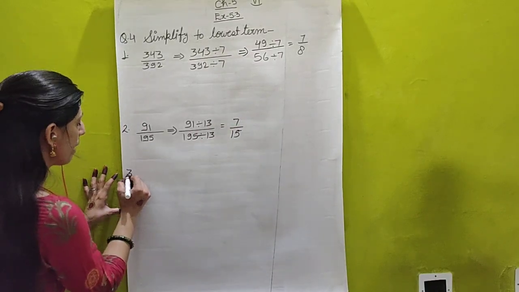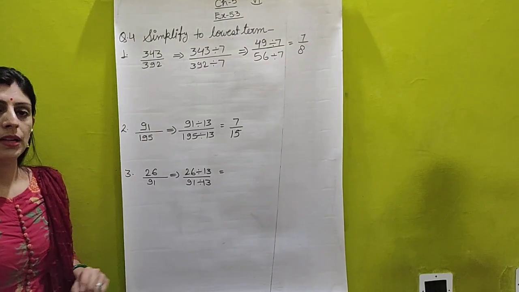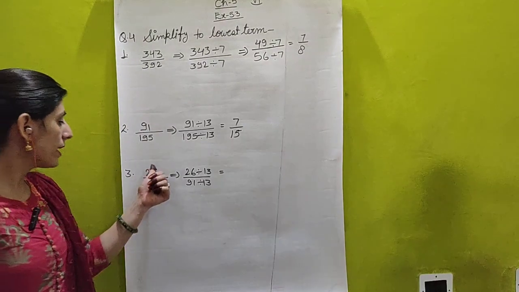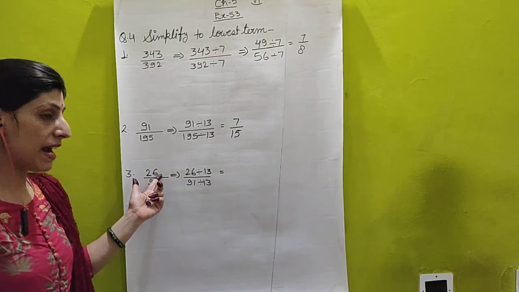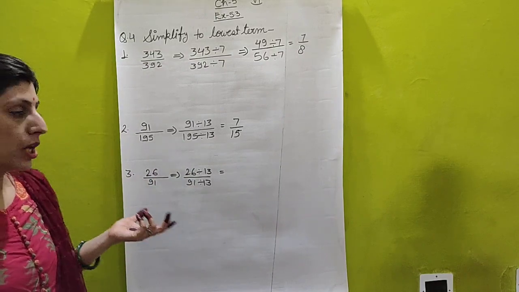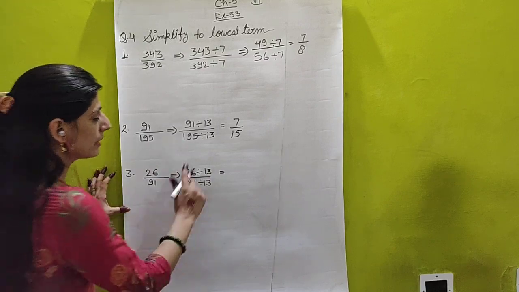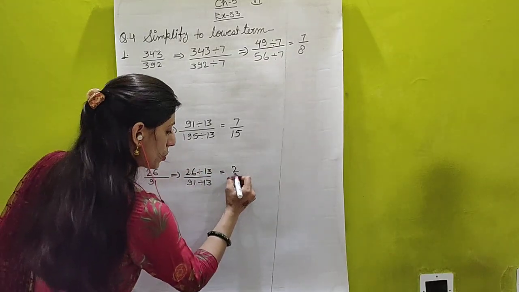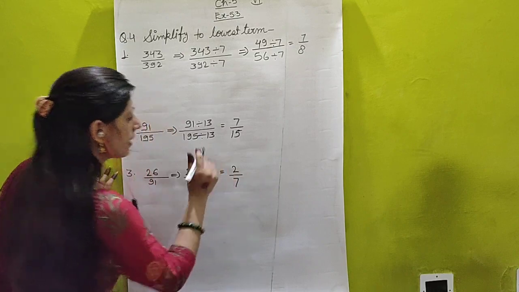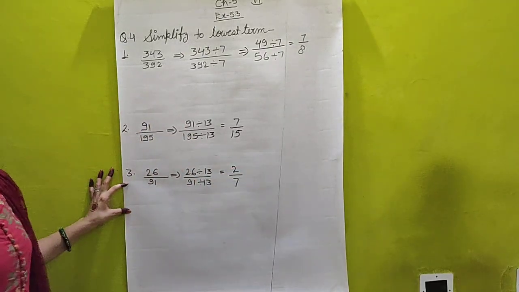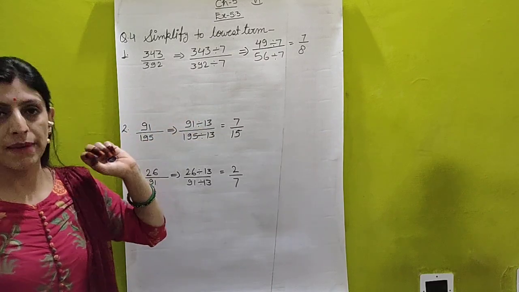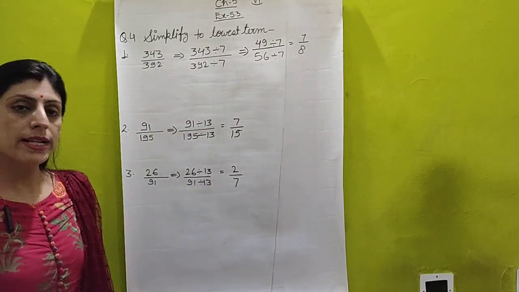Now one more part, students. Part third is, students, 26 upon 91. This 26 can be divisible by 2 but 91 cannot be. So I am taking here directly 13. 13 twos are 26 and 13 sevens are 91, as we have done here. Now 2 upon 7 is the lowest term. So like this, students, you are to use the cutting method and you are to find the lowest term.